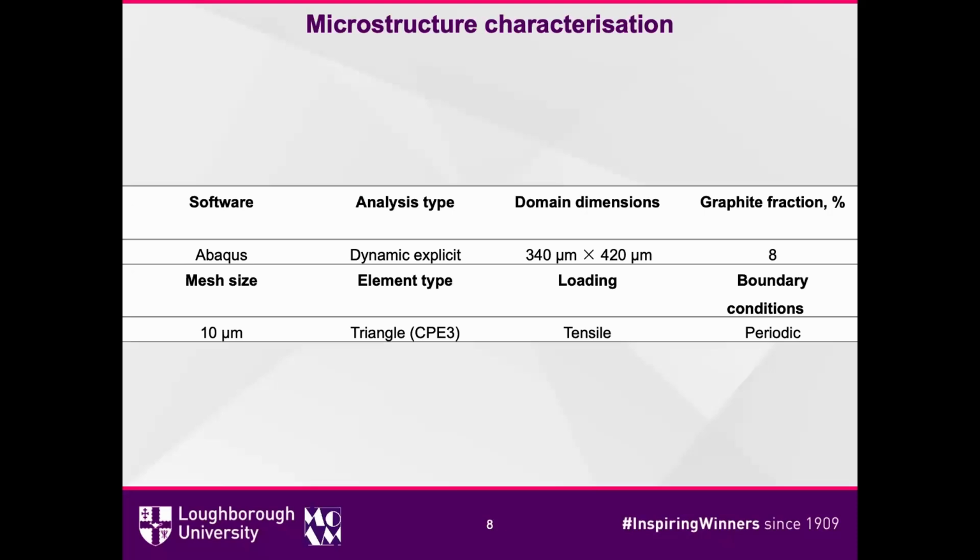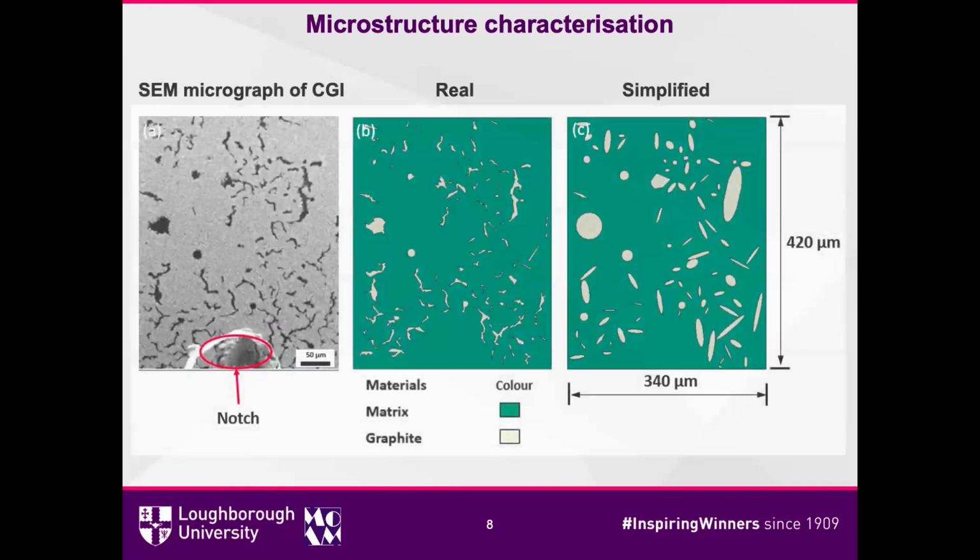And here is the microstructure characterization. We use a dynamic explicit method, and the domain is here. The volume fraction is assumed 8, and the best mesh size we found is 10 micron. The loading is tensile, and the boundary condition is a periodic boundary condition here. This is the SEM micrograph we got from the experiment, and then we use SolidWorks to import the real microstructure, or we use the image to get the simplified microstructure, and then we compare them.